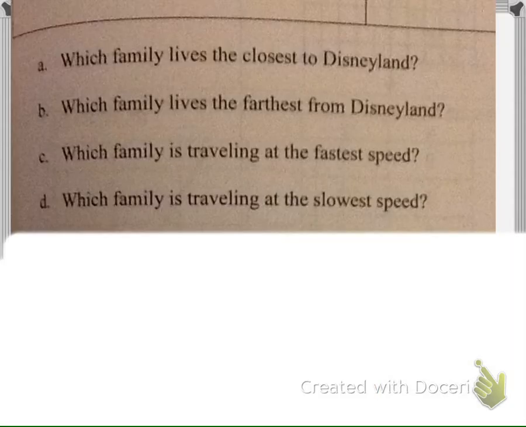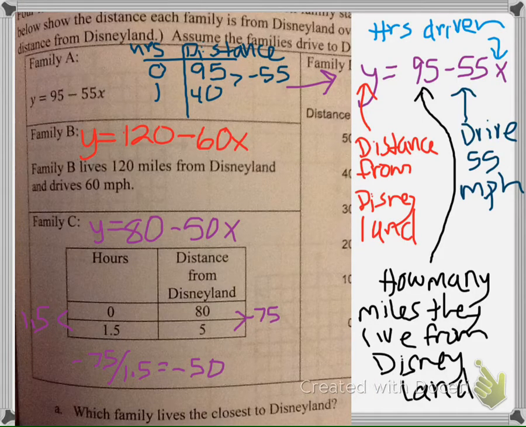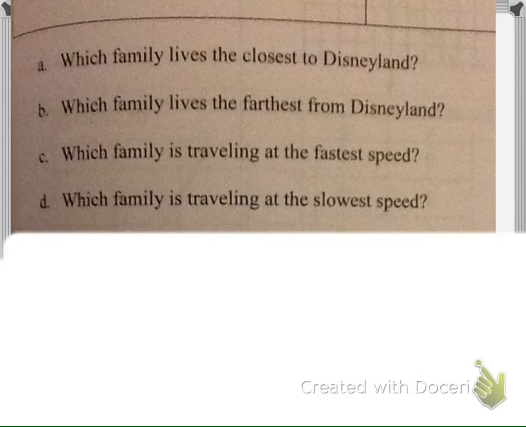Okay, let's look at the questions. A, which family lives the closest to Disneyland? So which one has the smallest y-intercept? So family D was 45. They live 45 miles away. I have 80 miles away, 120 miles away, and 95 miles away. So it looks like family D lives the closest. So I'm just going to put family D.